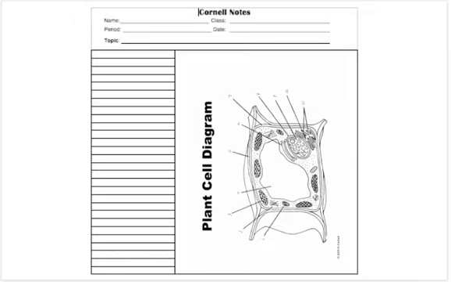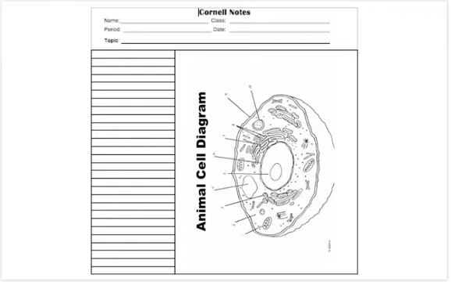Hi Life Science students. This week your education lesson is on the parts of the cell. They're called organelles, and so this lesson is called cell diagrams. You should have a Cornell note sheet that looks like this. It has the plant cell diagram on the front side and the animal cell diagram on the back side.